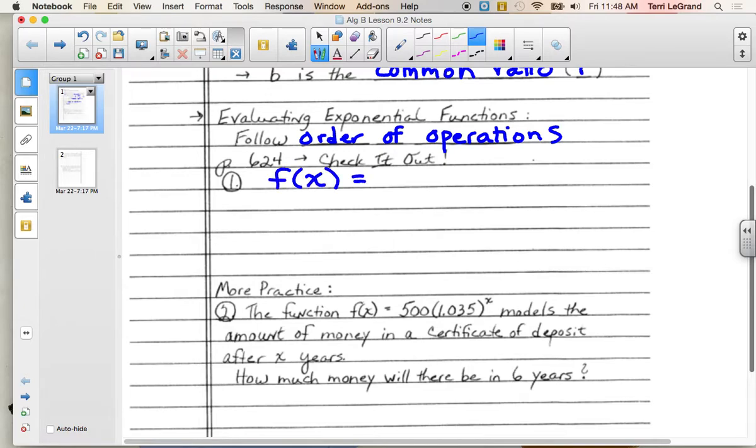What was our a value in this one? 8. And 0.75 is our what value? B value, and it's to the x power. Okay, so what is x representing in this one? I think that's kind of an important thing to make sure of. How many times it's been reduced. Good job, Garcia. How many times has that picture been reduced?